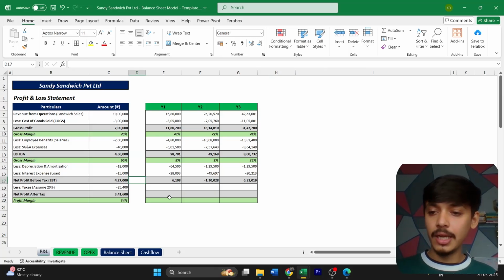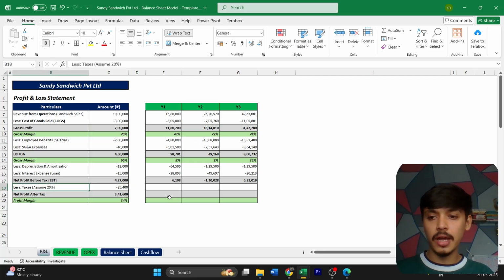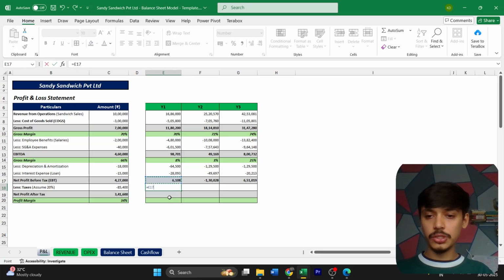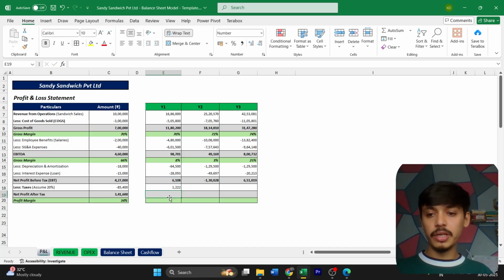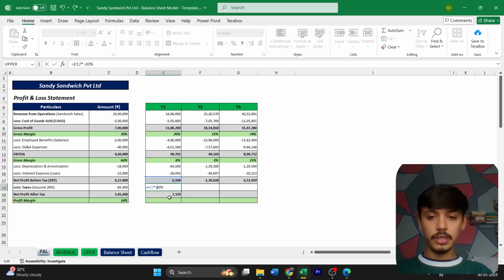We will calculate the last item, which is taxes. So we have assumed that the taxes are at 20 percent. Now since in year one there is profit with us, we will calculate the same rate of 20 percent on the EBT, which gives us 1222. Now net profit after tax becomes, we will copy and paste this, 7300. So this is negative 20%.